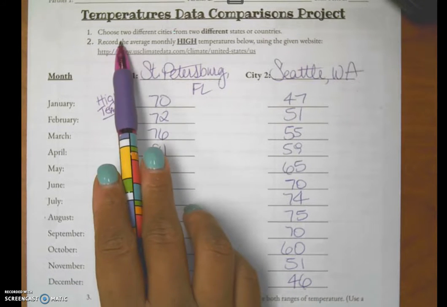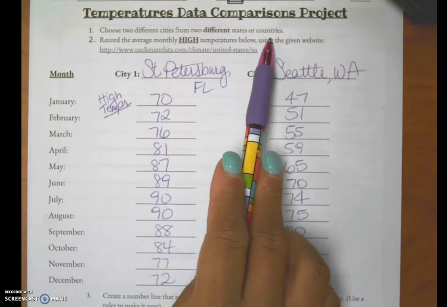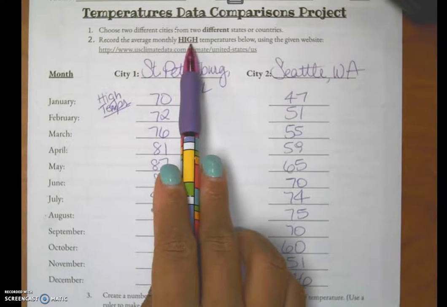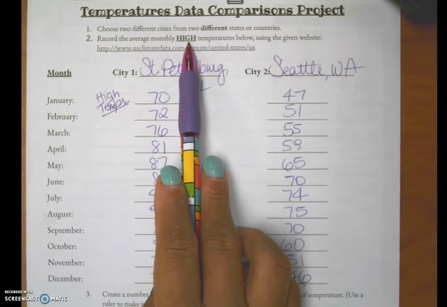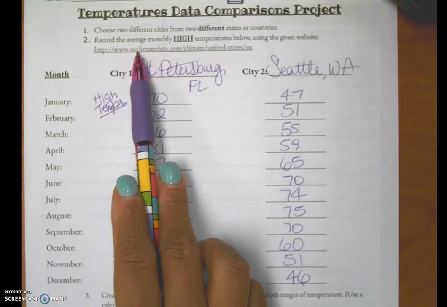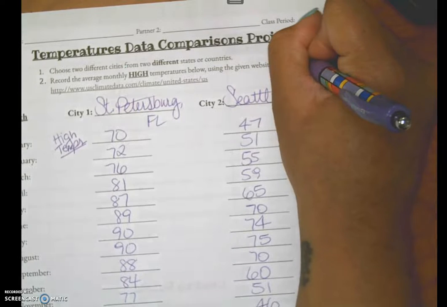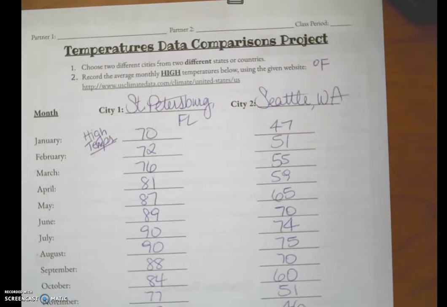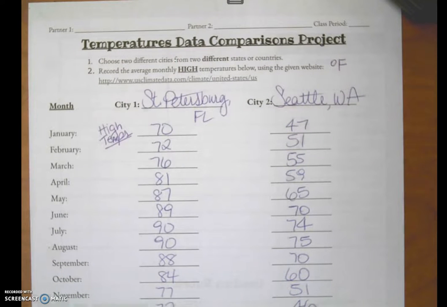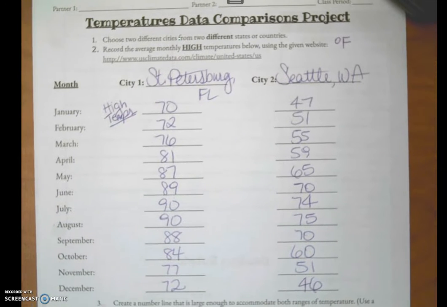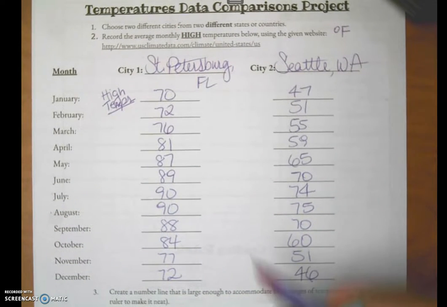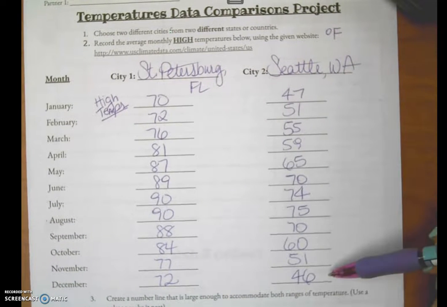So first it says choose two different cities from two different states or countries, record the average monthly high. Now if you're using a city from another country, this says US climate data. Your city may not be on this website. Furthermore, I want your cities to be in degrees Fahrenheit because that's how we see our weather here in the United States. So for making your box and dot plot, I have this data for St. Pete and this data for Seattle.